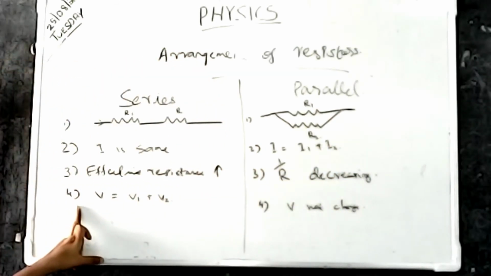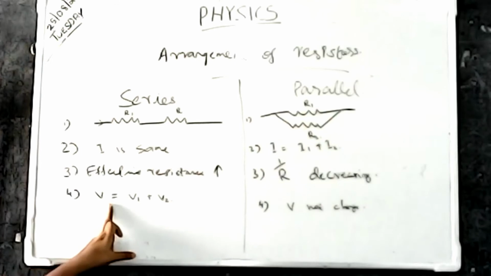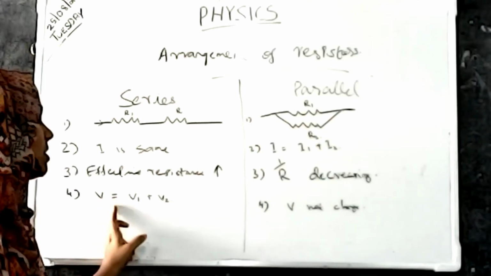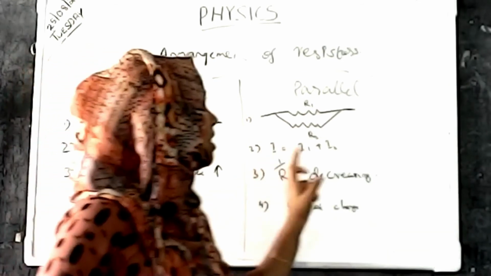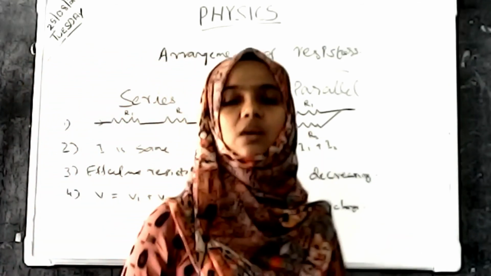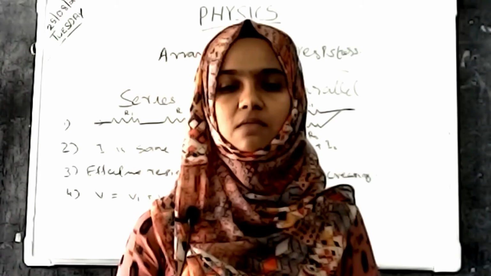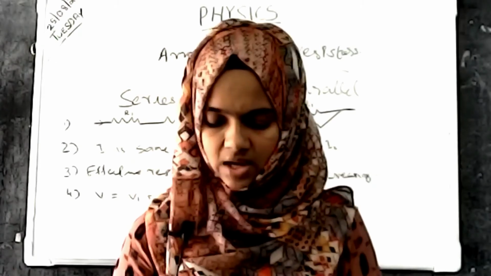And the fourth point is the potential difference. In series connection, V is equal to V1 plus V2. This is changing, and in the parallel connection, V is not changing. V is V in both cases.